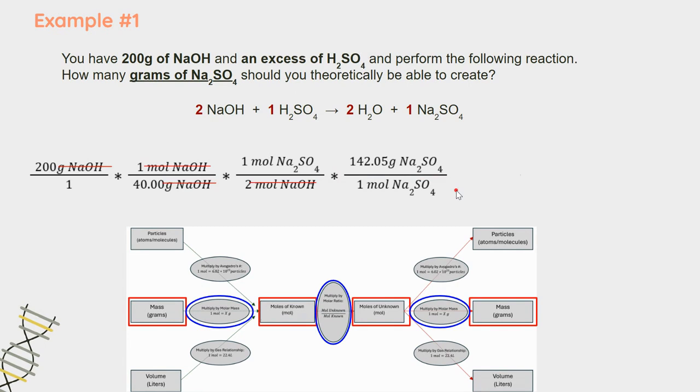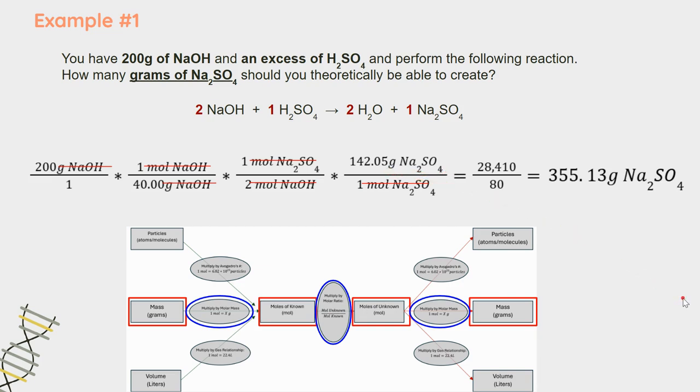Notice that my moles NaOH cancels, my moles Na2SO4 cancels, and I'm left with grams Na2SO4, the unit that the problem asked for. I'll then multiply across numerators and multiply across denominators to get this combined fraction. And then I will divide to get 355.13. The unit is grams Na2SO4, the only unit that didn't cancel in my problem.